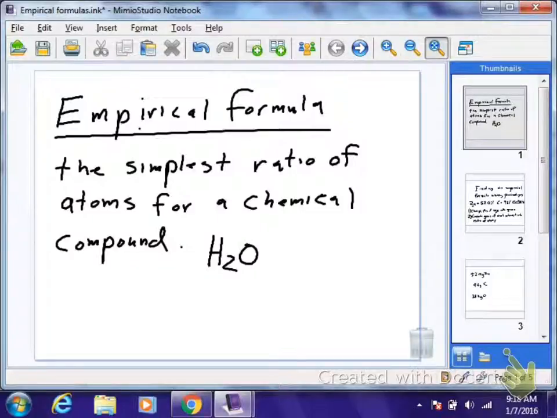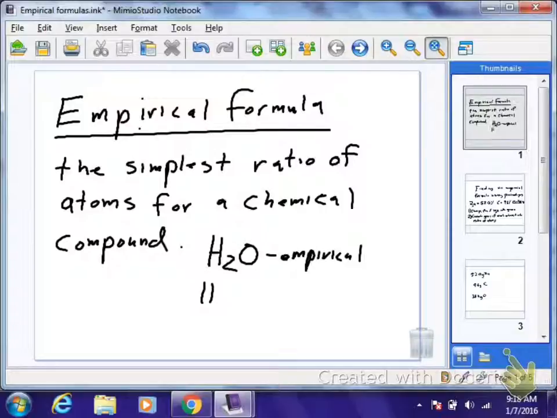So the simplest formula for water is 2 to 1. Can we make that a simpler whole number ratio? No. So this is an empirical formula. And the molecular formula for water, they're the same. Okay? Let's do another one.